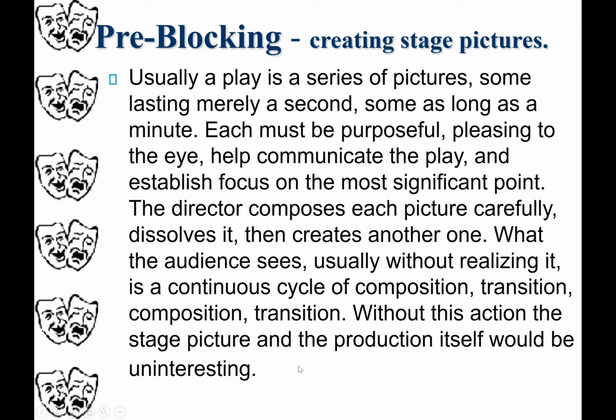We compose each picture carefully, then create another one. What the audience sees, usually without realizing it, is a continuous cycle of composition, transition, composition, and transition. Without this action, the stage pictures and the production itself would be not only uninteresting, but confusing. I should be able to close off my ears and understand a story and understand a play by the pictures that you create. This person is doing this. Then this person hates this person. How do I show this? Then this person feels the need to do something else. How are you showing that physically and in the way you compose pictures?